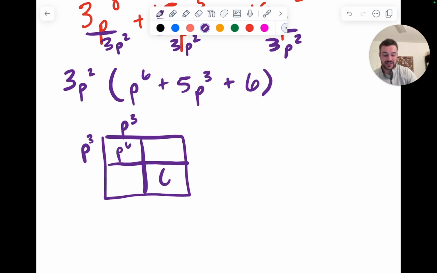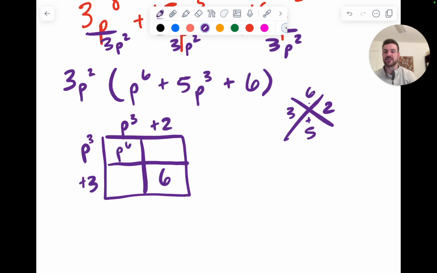Now, I need to put my 6 in the bottom. I need two factors of 6, two numbers that multiply to 6 and add to 5. Those are going to be 3 and 2. So I'm going to put a positive 2 and a positive 3 there. It doesn't really matter which one goes where. And now I can fill in.